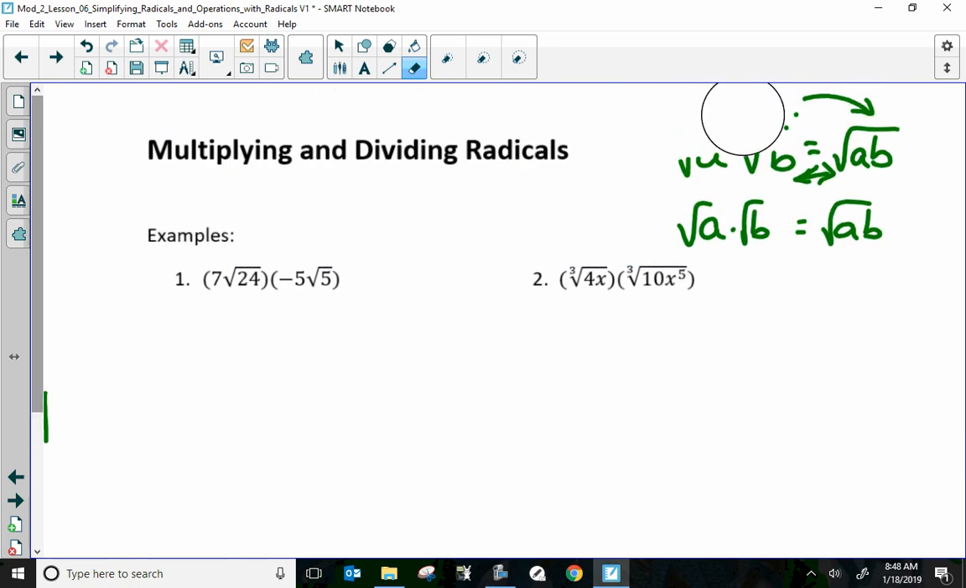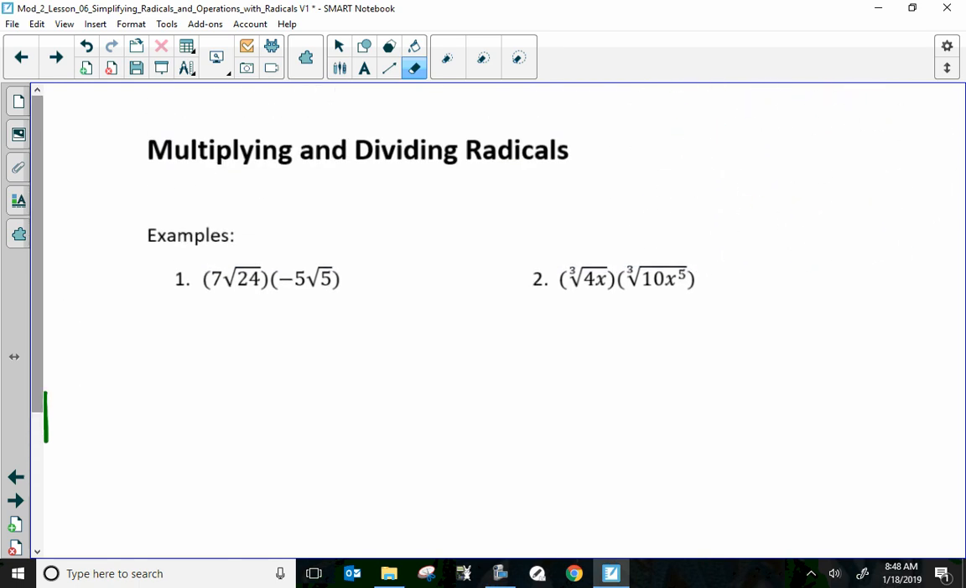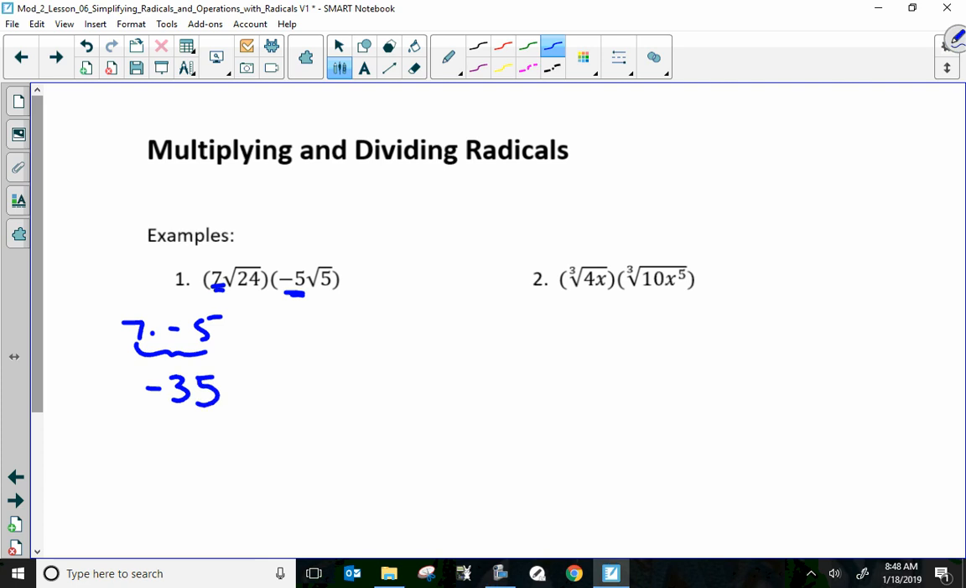So let's get started. We'll start with blue. I'm going to multiply these together. 7 times -5 gives me -35. Now I have 24 times 5. That's the square root of 120, again, 24 times 5 is 120. But if these have square roots, this needs a square root. That's all I did.